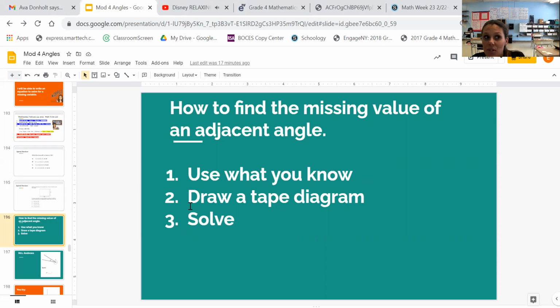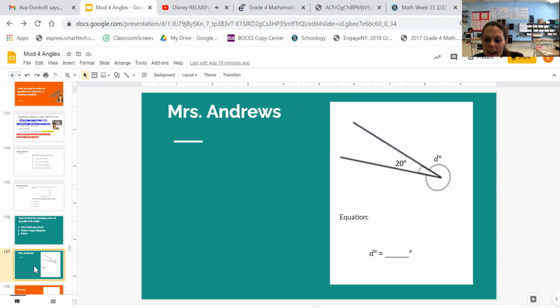I have to say, yesterday I was extremely proud to see all the work. The first time we did this, I saw a lot of people just doing it in their head, so it's huge that you're able to do the equation and show your work. Let's start by Mrs. Andrews modeling. When I say model, you say ooh la la, model.